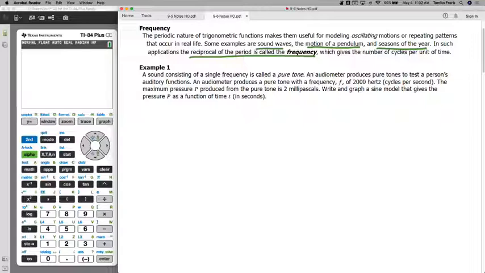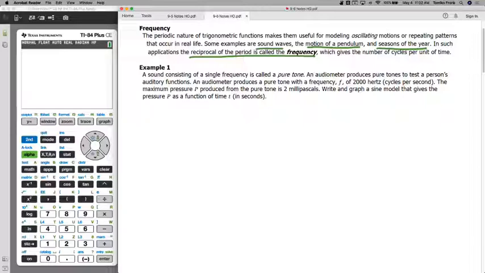But we're looking at sine, cosine, or just periodic functions in real life. So oftentimes we can use sine and cosine functions, or trig functions in general, to represent things like sound waves, motion of pendulums, or seasons of the year, something that reoccurs on a set interval. And the one thing I want you guys to know before we get into the first example is the last thing I underlined here. The reciprocal of the period is called the frequency.